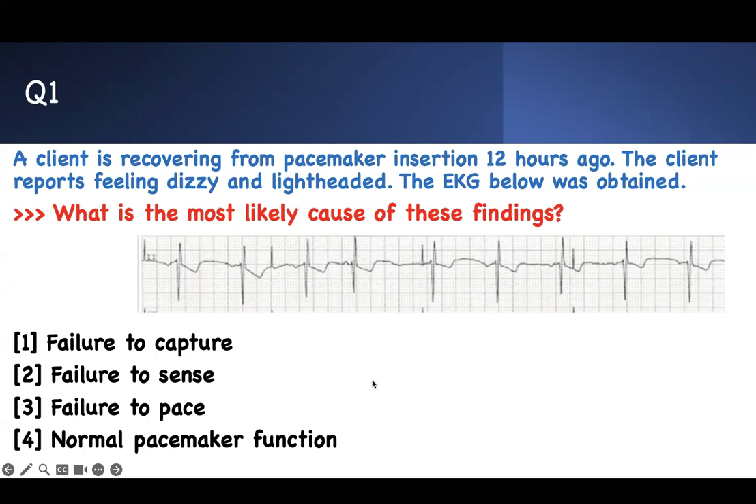The client is recovering from what? Pacemaker insertion 12 hours ago. The client reports what? These are the symptoms, and that's what you have to focus on. Dizziness and lightheadedness, right? The EKG below was obtained. What is the most likely cause of this finding? Is it failure to capture? Is it failure to sense? Is it failure to pace or normal pacemaker function?